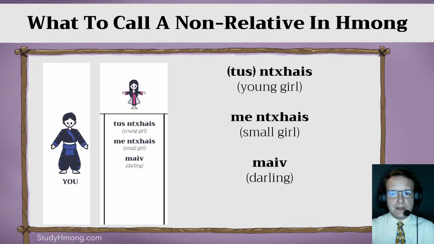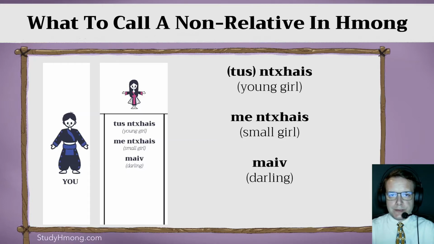Now let's assume that you met a little girl. You could call her 'Ntsai, 'Ntsai. You could use a classifier or not, depending on context. So 'Tu Ntsai. Or just like a boy, you could say 'Main Tsai, Mei Ntsai. And that is like saying little girl because Mei means small. Now, technically you say this with young boys too. But with young girls, you could call her Mai, Mai.